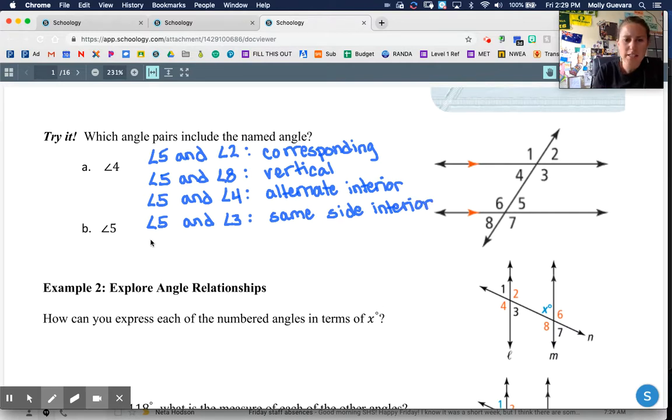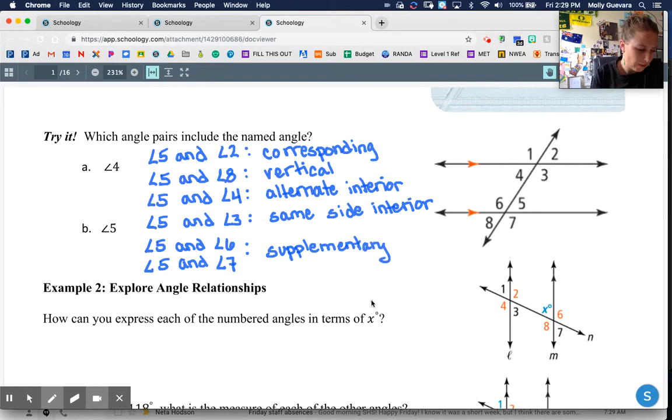And then I see that angle 5 and angle 6, as well as angle 5 and angle 7, are both supplementary. They add to 180. And I think that's it for angle 5. Pretty sure. So let's move on.